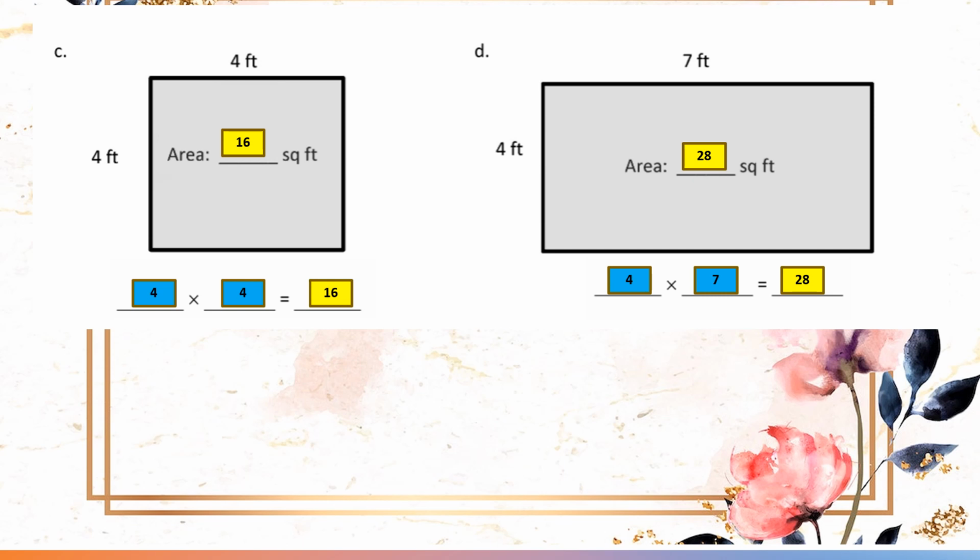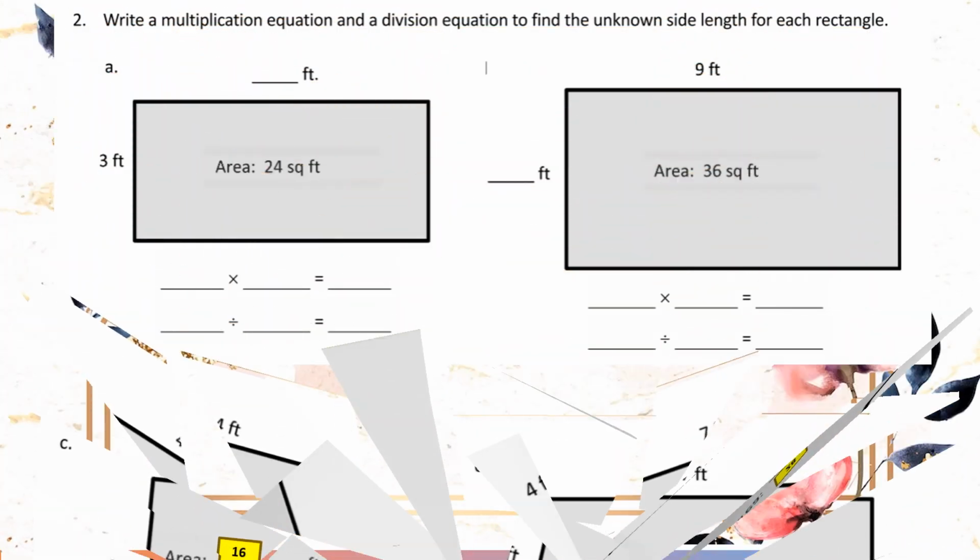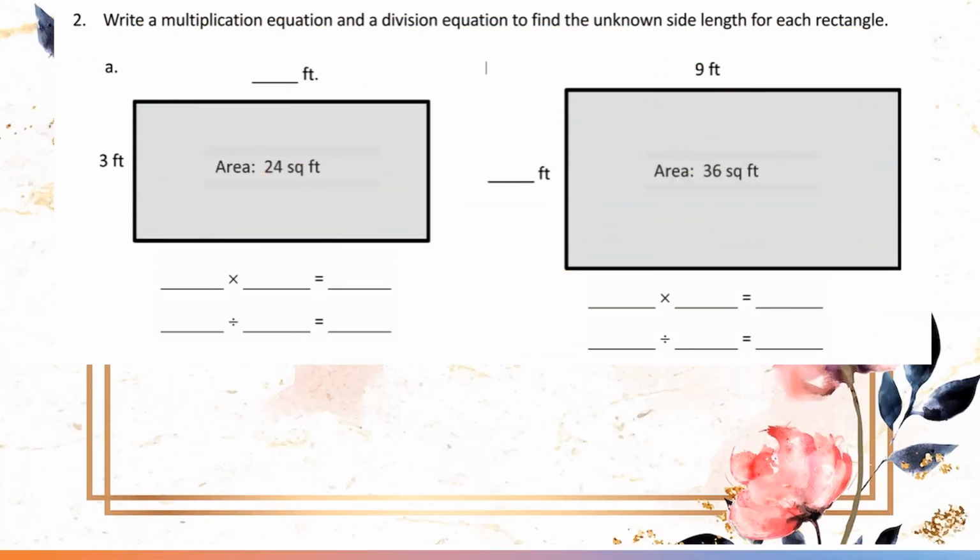All right, now let's move on to number 2. Number 2 says to write a multiplication equation and a division equation to find the unknown side length for each rectangle. We have to think about this as a fact family. If you know what 2 factors you're working with, then you're able to figure out the missing factor.